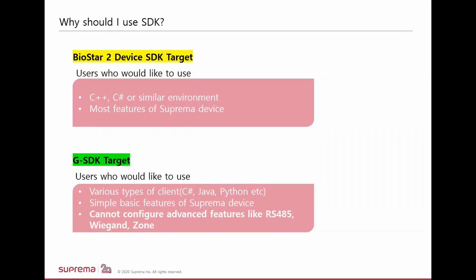On the other hand, the newly released GSDK this month supports multiple client libraries. So you can use various languages like Java or Python, even Go language. However, only very simple features are available, such as retrieving event logs or registering users to the device. Advanced features like RS485 or weekend configuration or zones are not available with GSDK currently.